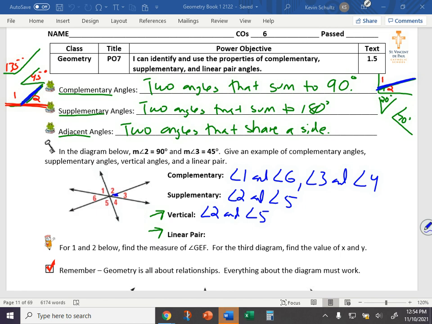I'll mark angle 3 and mark angle 1. Do those 2 angles make a line? No. We got that angle 2 that's part of that line also, which is not part of 1 or 3. So we don't have a linear pair there.